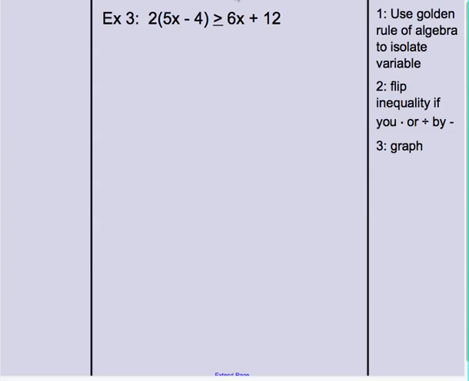Same process on this one. I'm going to start by distributing on the left-hand side. 10x minus 8 greater than or equal to 6x plus 12. Now here's a little hint.